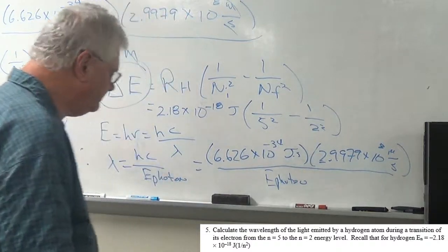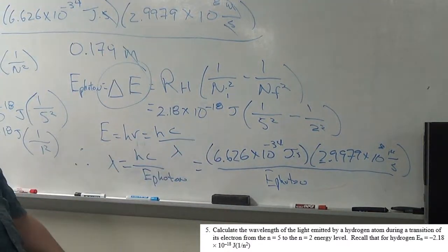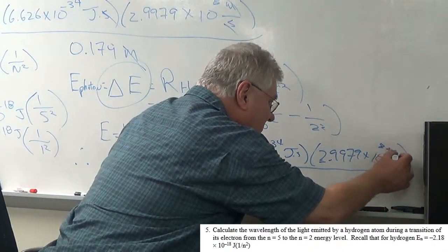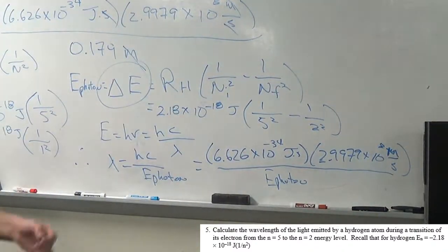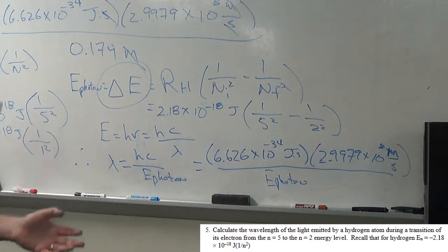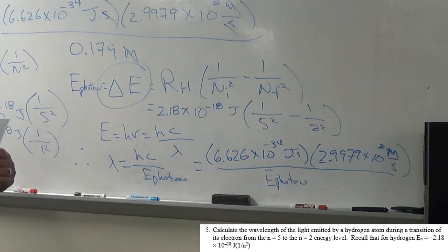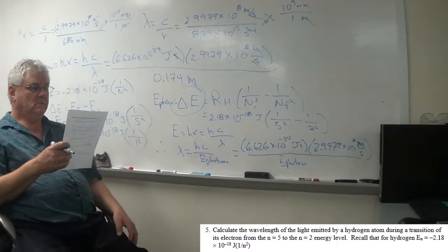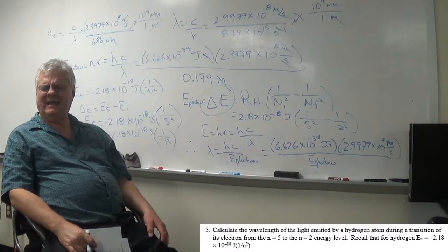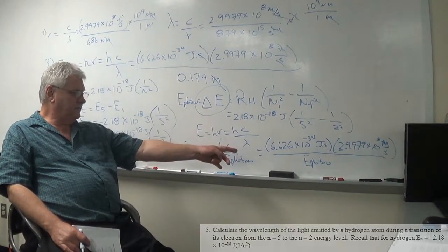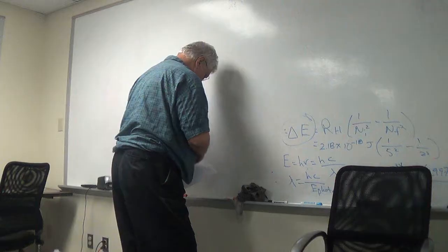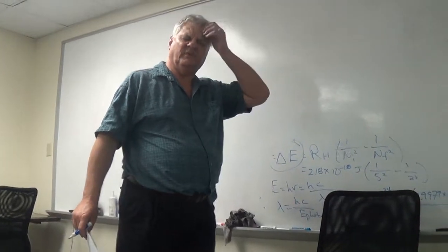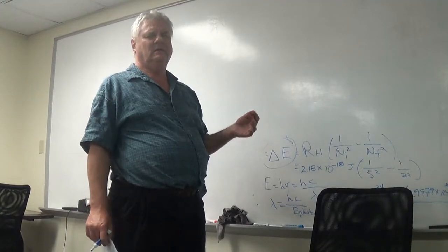Don't forget that this wavelength is going to be in meters because the speed of light is in meters per second. So your answer is going to be in meters. And it doesn't even say, it just says calculate the wavelength of the light. If all your answers are in nanometers, then you're going to have to take your answer in meters and change it to nanometers.